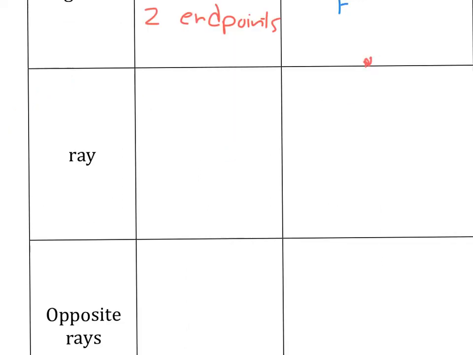Now, ray. Is that the guy down the street that's really weird, stares at you in weird ways? No, I'm just kidding. Ray is half of a line kind of thing. It has one endpoint, and then goes on forever.